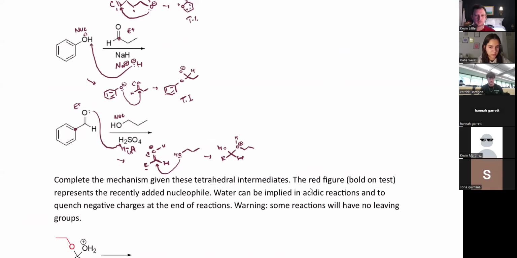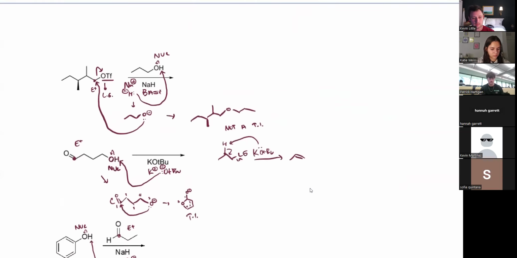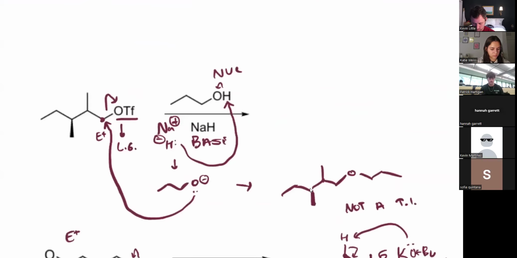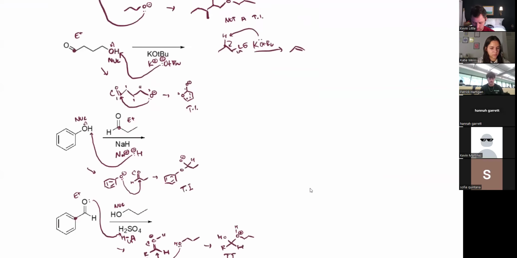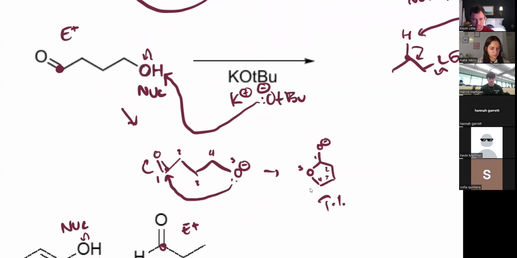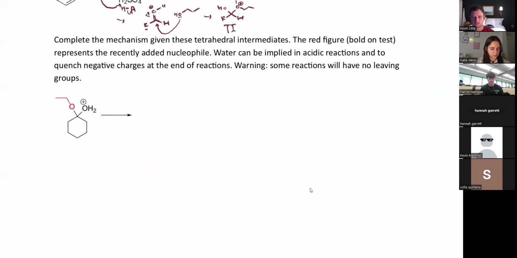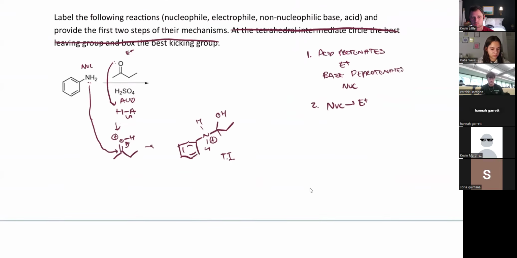So can you recognize nucleophiles, electrophiles? Can you do acid base to activate either the nucleophile or electrophile? Can you understand when you form a tetrahedral intermediate versus when you don't form a tetrahedral intermediate? Can you recognize what a leaving group looks like? Can you either form or break a ring? Those are all important skills that I'm going to be testing using these kinds of questions.